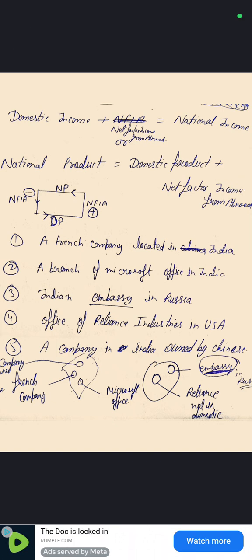So how are domestic income and national income related? Domestic income plus net factor income from abroad is national income. National income and national product are basically identical; the product and the income are the same. So domestic income plus net factor income from abroad is equal to national income, or national product is equal to domestic product plus net factor income from abroad. You can see the plus and minus relation here to represent the formula.